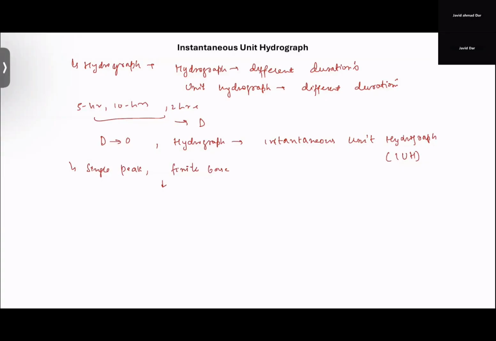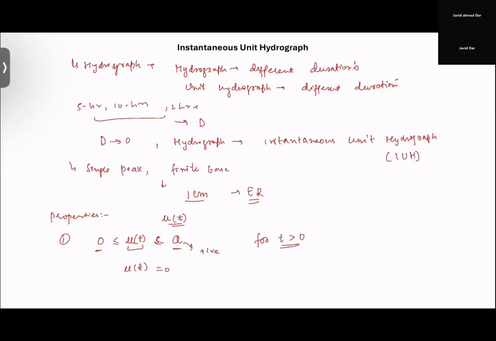So this has some properties. One is that it will have a single peak. Another thing is that it will have a finite base, which will represent the surface runoff from the catchment due to instantaneous rainfall, and that rainfall has a magnitude of 1 centimeter. So the effective rainfall is going to be 1 centimeter, and we are trying to find the surface runoff from the catchment instantaneously due to this rainfall.